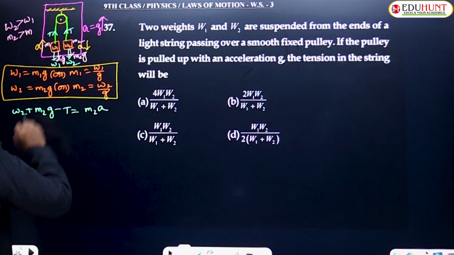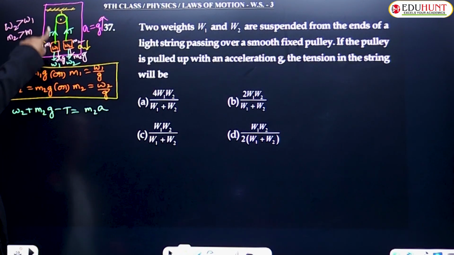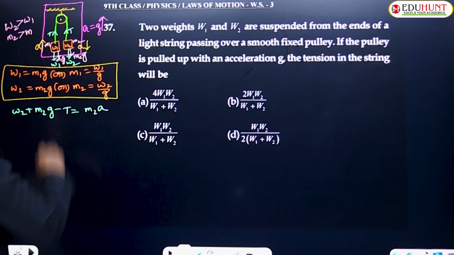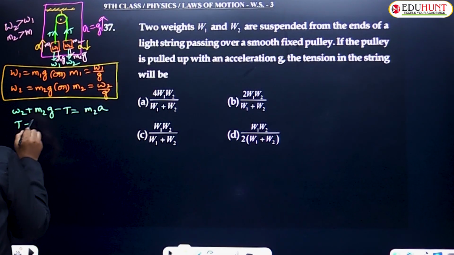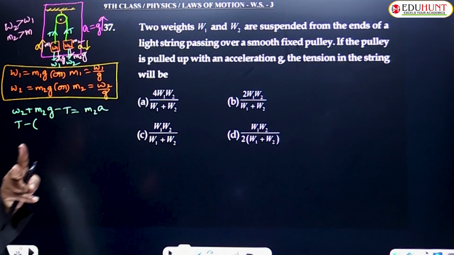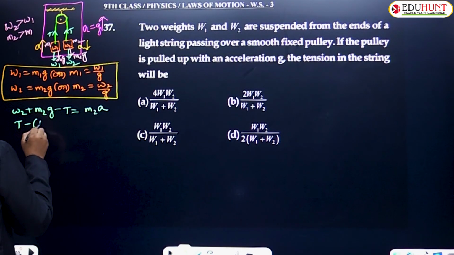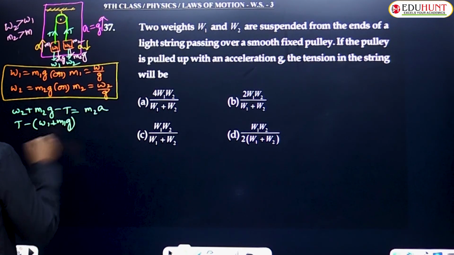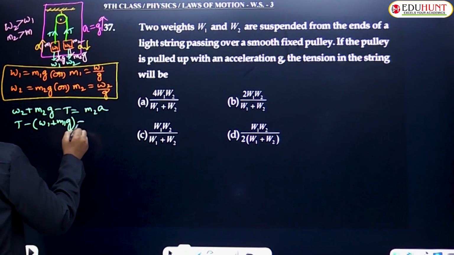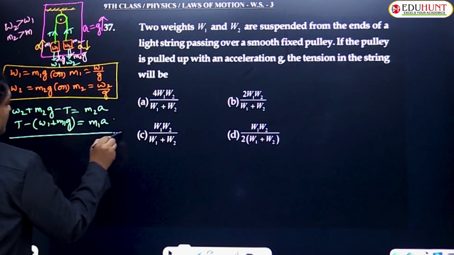Similarly, if you go with the first part of the equation, as it is accelerated upwards, the upward force is greater than the downward force. So if you write the equation for this, upward force is T minus downward force. Two forces are acting downwards: one is W1, the other is M1G. So W1 plus M1G, both acting downwards, must be equal to mass into acceleration of the first body.